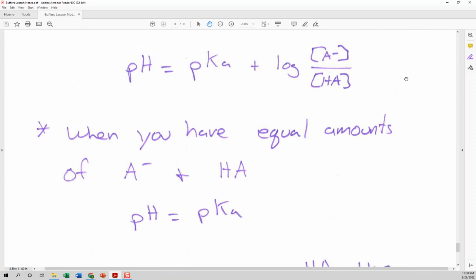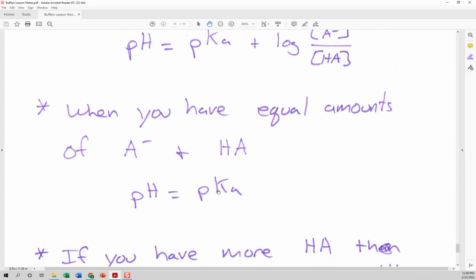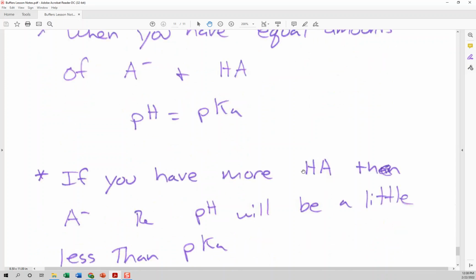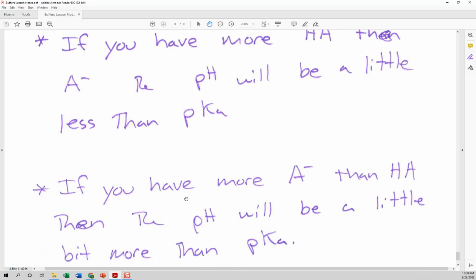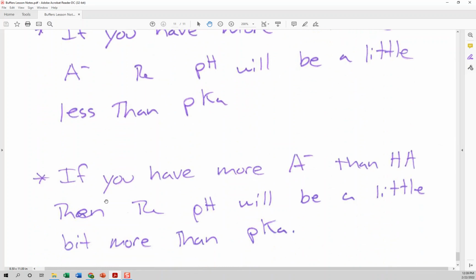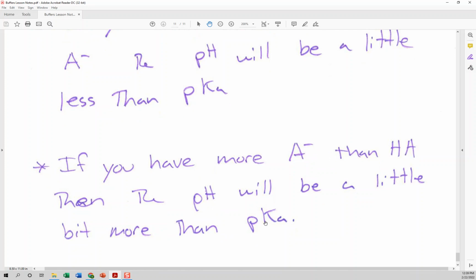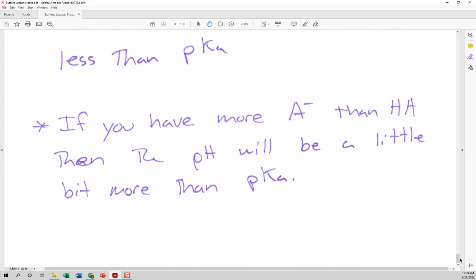So if you're using the Henderson-Hasselbalch equation, when you have equal amounts of A minus and HA of your buffer components, the pH is always going to be the negative log of the Ka, okay? If you have more acid than base, the pH is going to be less than the pKa. And if you have more base than acid of your buffer components, so more A minus than HA, your pH will be a little bit more basic, so above the pKa, okay?